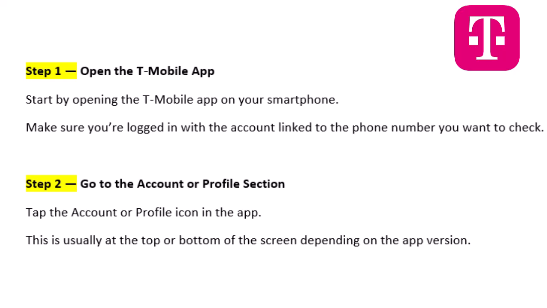Step 2. Go to the Account or Profile section. Tap the account or profile icon in the app. This is usually at the top or bottom of the screen depending on the app version.